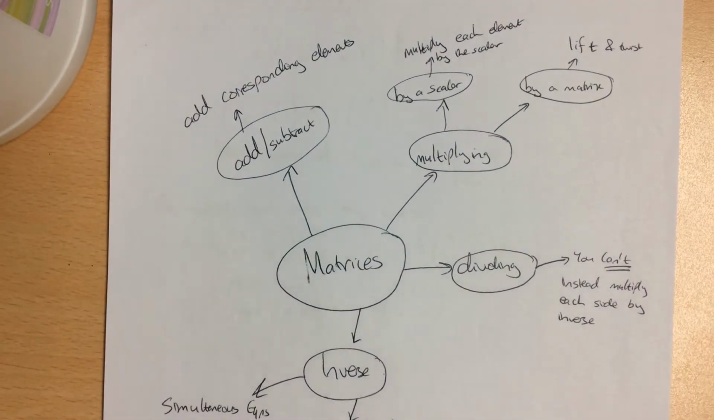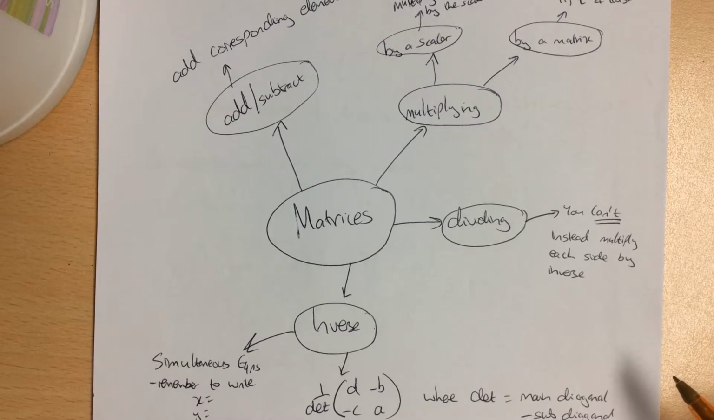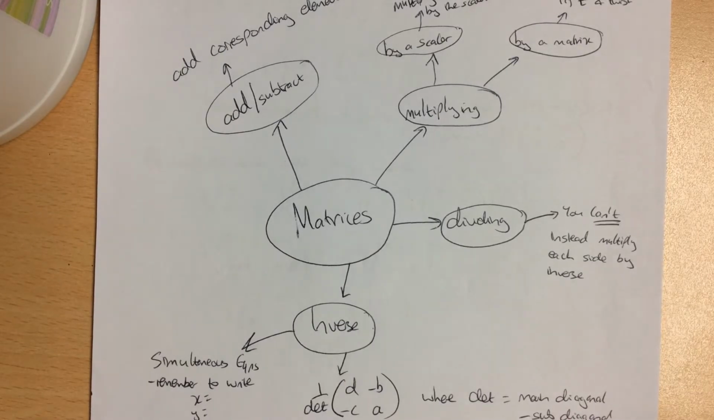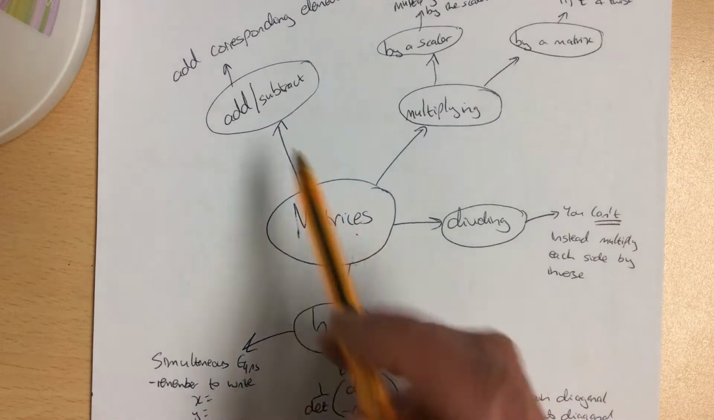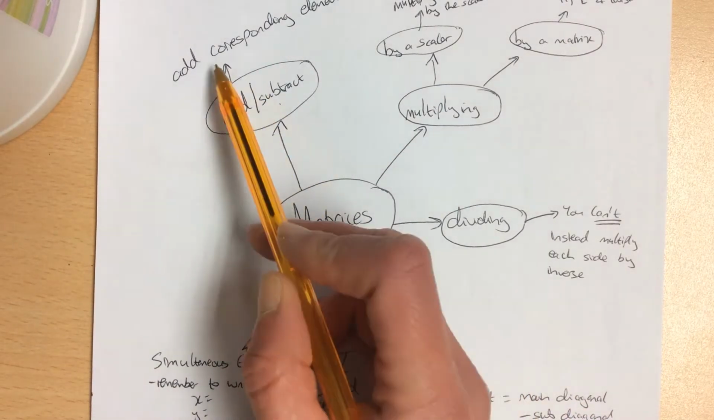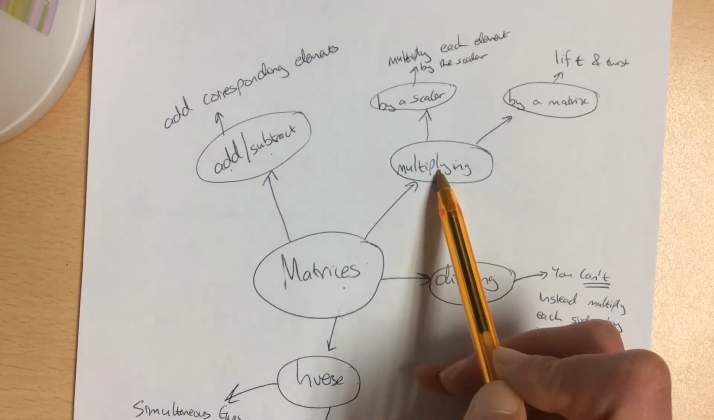Okay, I'm just going to talk you through your matrices bubble diagram. You already have this in the revision section of Google Classroom, but I just want to make sure that it has all come back to you. If you're adding or subtracting matrices, you just add the corresponding elements. If you're multiplying matrices, there are two ways of doing it.